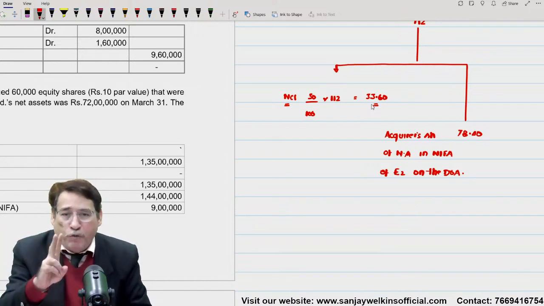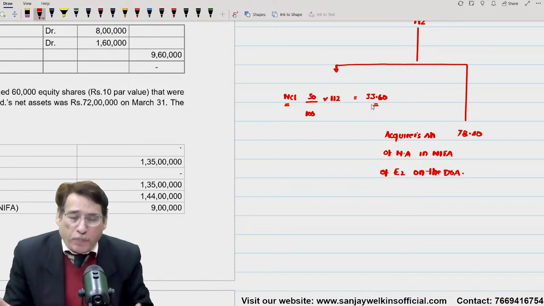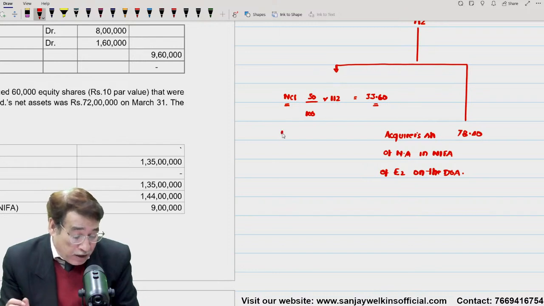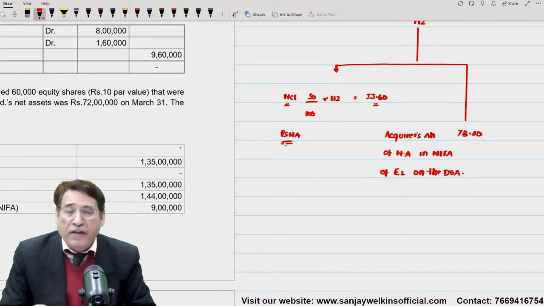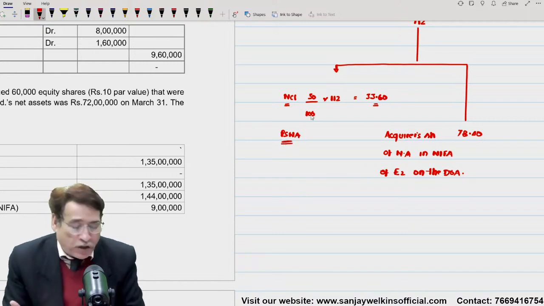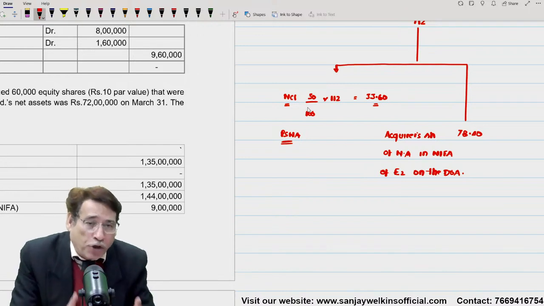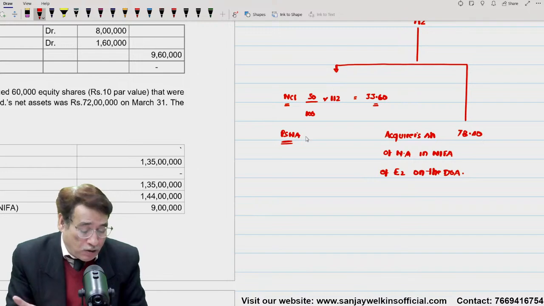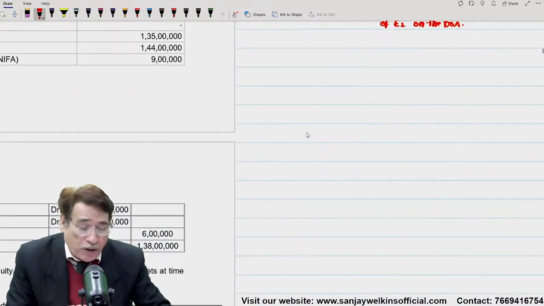And for that, you have two options. One, you can use the PSNA method. When I compute the NCI in this manner, it is known as proportionate share of net assets. Is it clear to you? Because here we are simply taking the proportion of the net assets, 30% of 112. So it is known as proportionate share of net assets method.